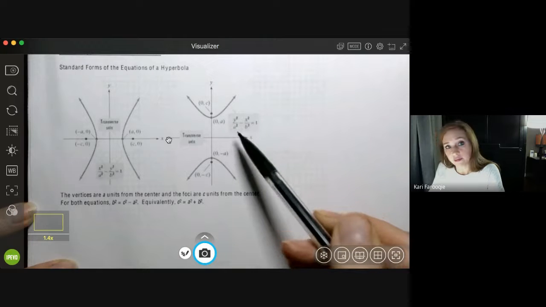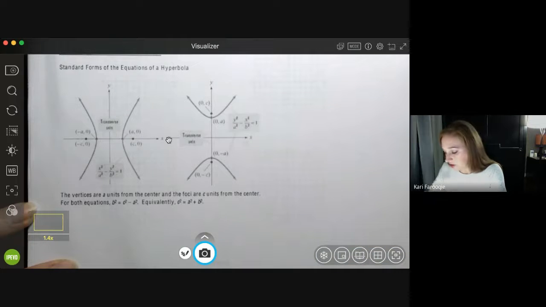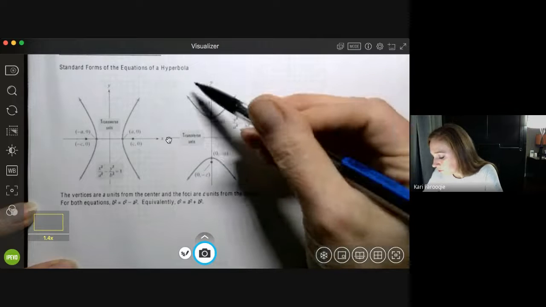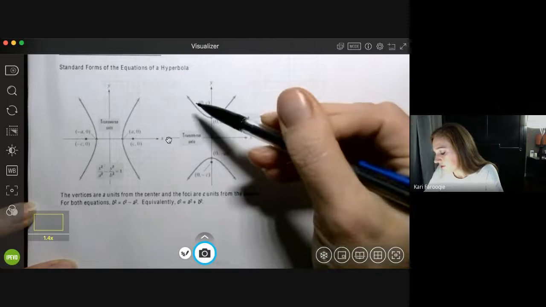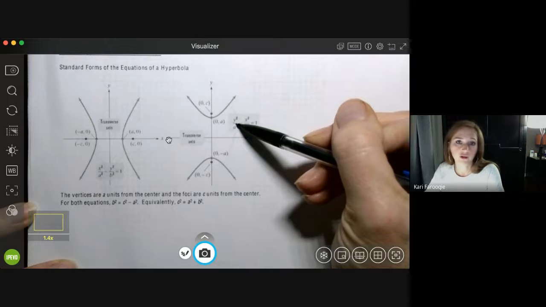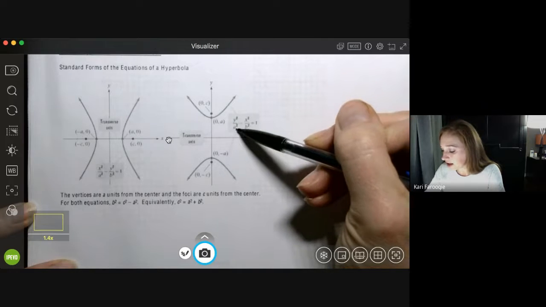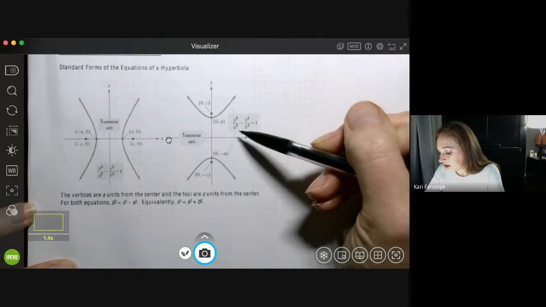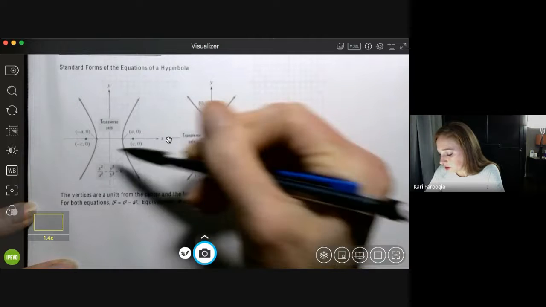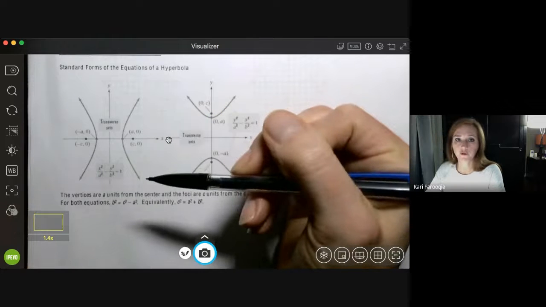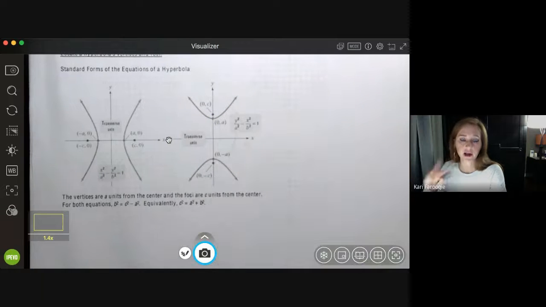You're going to see something similar, opposite case, whenever you have a vertical transverse axis. In this case, the y term is going to be listed first because it's the positive term. And then a squared will be in the denominator. So in this case, a is always going to go with your first term's denominator. So you're not going to just say, okay, this number is bigger, so I'm going to choose that to be a. You don't do that for hyperbola.